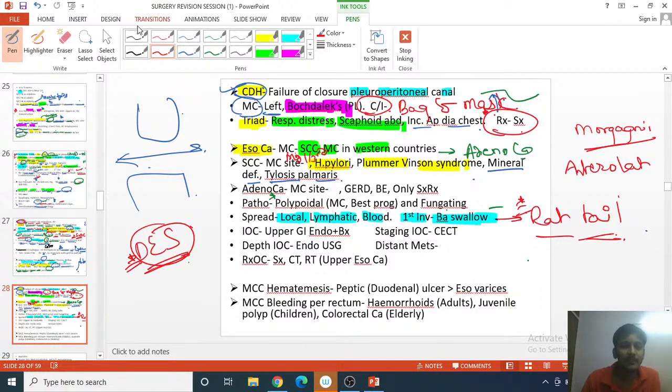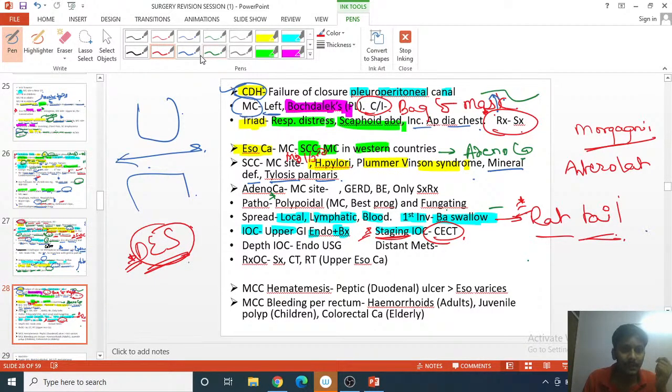Please remember. Investigation of choice क्या होगा? Investigation of choice would be, a cancer है तो obviously biopsy is the investigation of choice. So upper GI endoscopy plus biopsy. Staging investigation of choice. अगर तुम्हें esophageal carcinoma की TNM staging करनी है, then it is your CECT, that is your contrast enhanced CT scan. So remember, अगर staging के लिए पूछा गया it is CECT. बस investigation of choice पूछा गया it is upper GI endoscopy plus biopsy. Please remember.